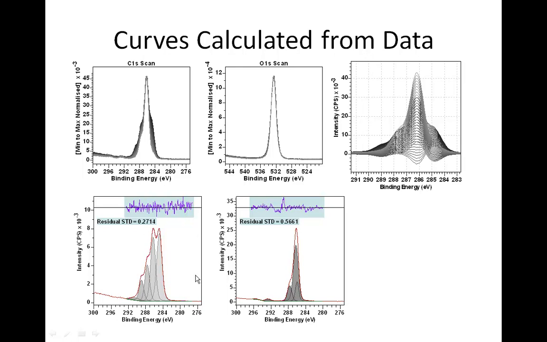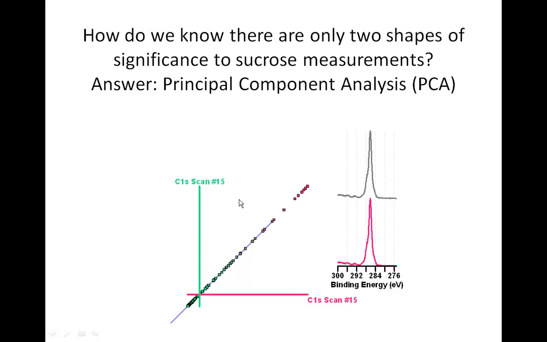The way that these are calculated is based on looking at shapes that derive from 2 spectral forms. So I choose 2 spectra from the set of spectra, and I create a set of difference spectra, and from these difference spectra I identify shapes such as these. So the first question is, how do I know there are only 2 spectral shapes that can be used to reproduce all of the spectra in this experiment? The answer to how do I know there are only 2 significant shapes in this sucrose dataset lies in the mathematics of principal component analysis.